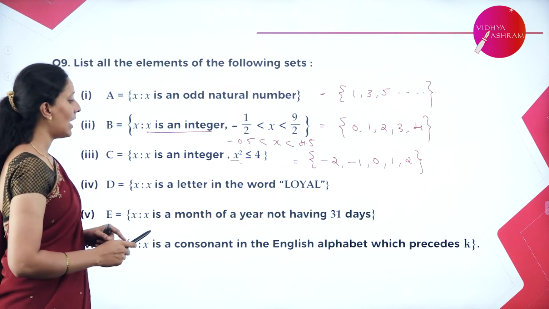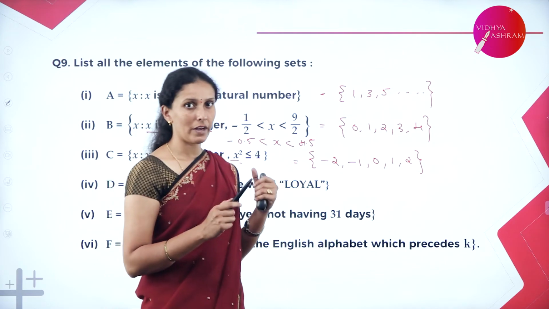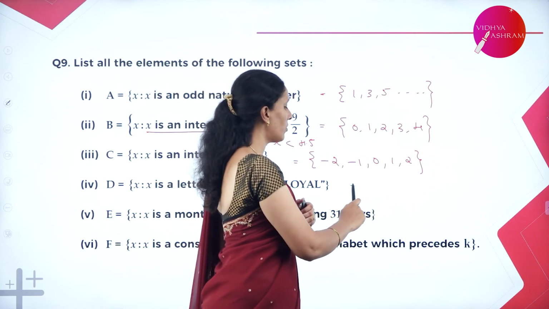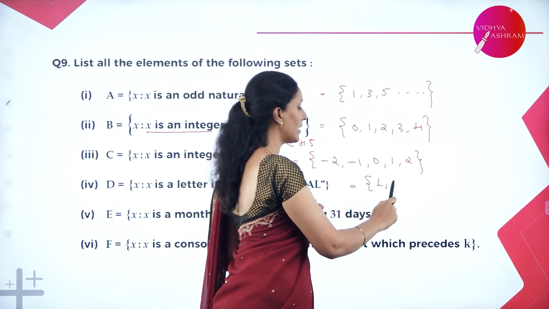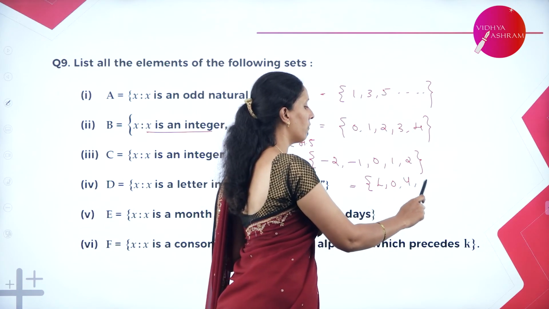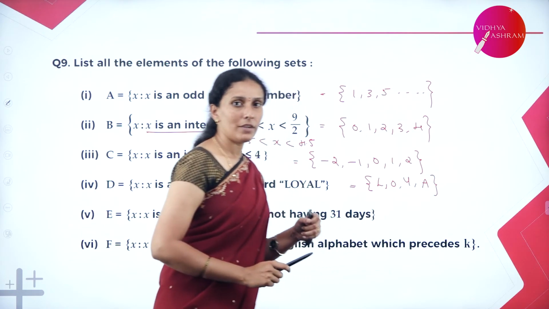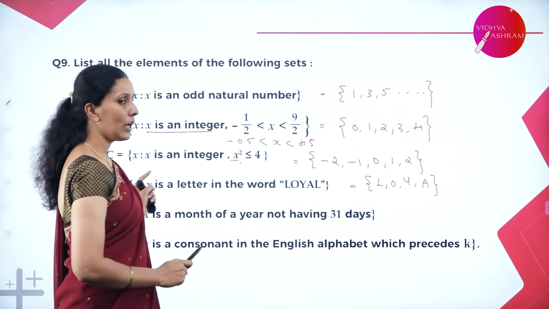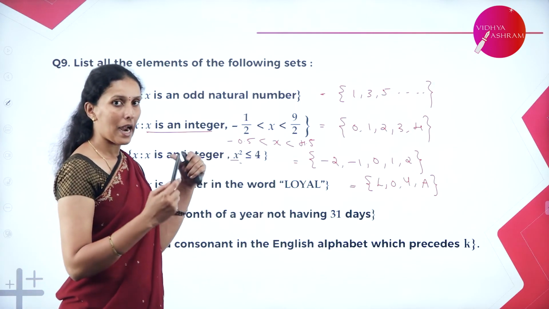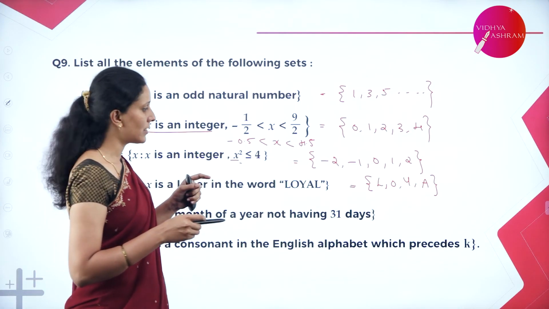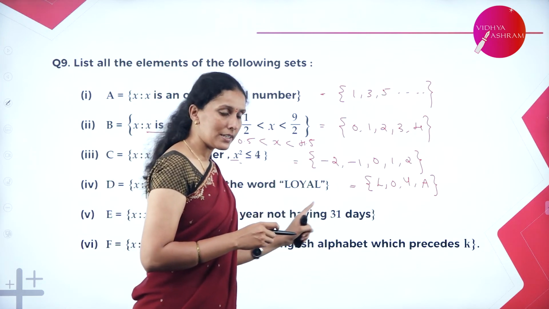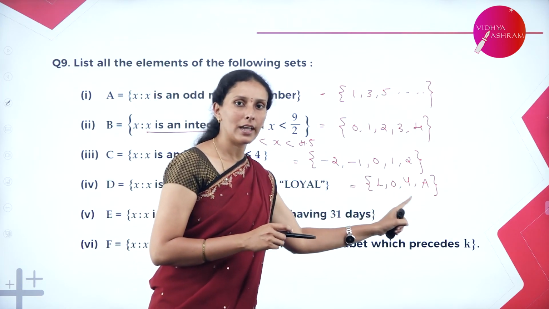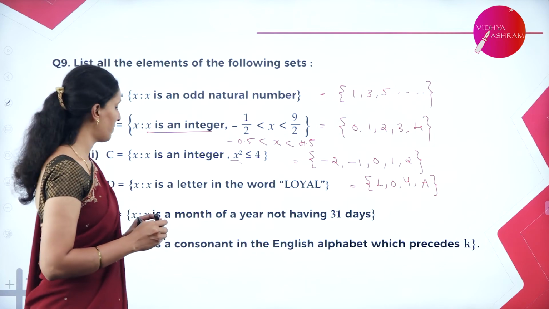Next, x is a letter of the word "loyal". So when I say loyal here, do not repeat the elements inside the set: L, O, Y, A. I previously told you, you should use capital letters to denote the set and small letters to write inside the set. Don't worry, in this case you can use the capital letters inside the set.